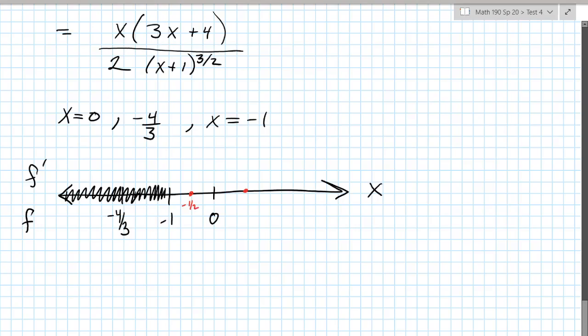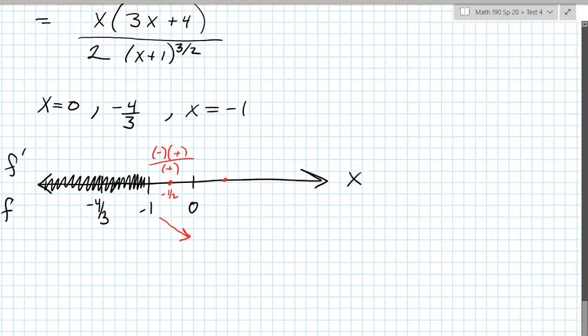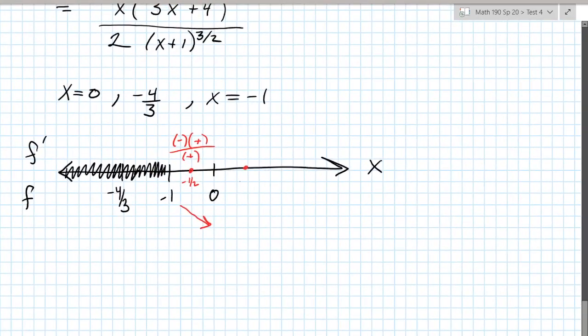Into my derivative, I have a -1/2. 3 times a -1/2 is -3/2, plus 4 is positive. 2 out front, that's going to be a positive. A -1/2 plus 1 is a +1/2, raised to a power is still positive. So we have negative, and we are decreasing. Then let's pick a number to the right of 0. How about 10?